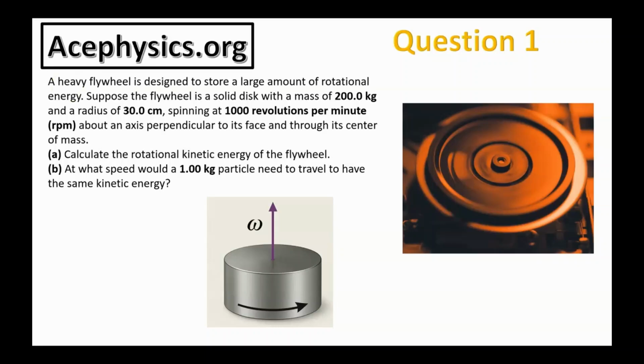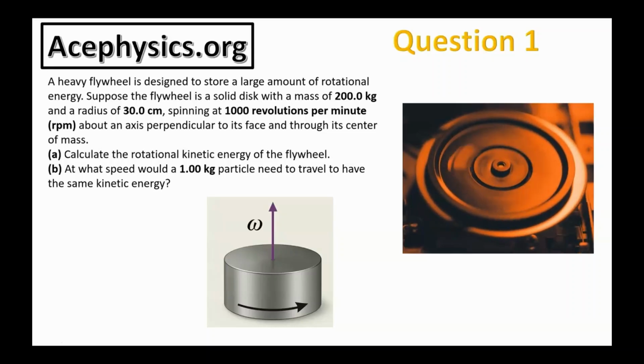Question number 1. A heavy flywheel is designed to store a large amount of rotational energy. Suppose the flywheel is a solid disc with a mass of 200 kilograms and a radius of 30 centimeters, spinning at 1,000 revolutions per minute. Here's a video to help with the visualization. A. Calculate the rotational kinetic energy of the flywheel. B. At what speed would a 1 kilogram particle need to travel to have the same kinetic energy?